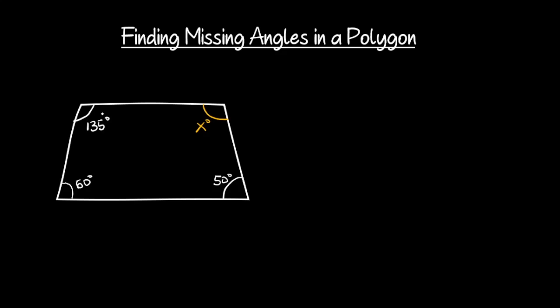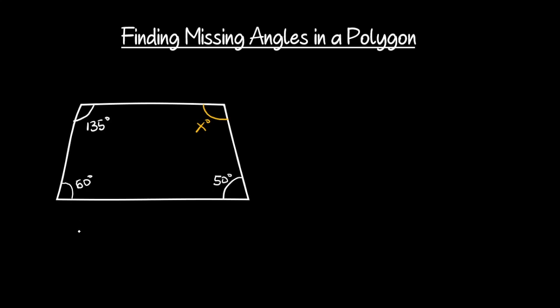Now, the first thing we need to do is to know the sum of the interior angles of this particular polygon. Is it 180? Is it 360? Is it 540? We don't know. So the first thing we do here is to know the sum of the interior angles of this particular polygon.